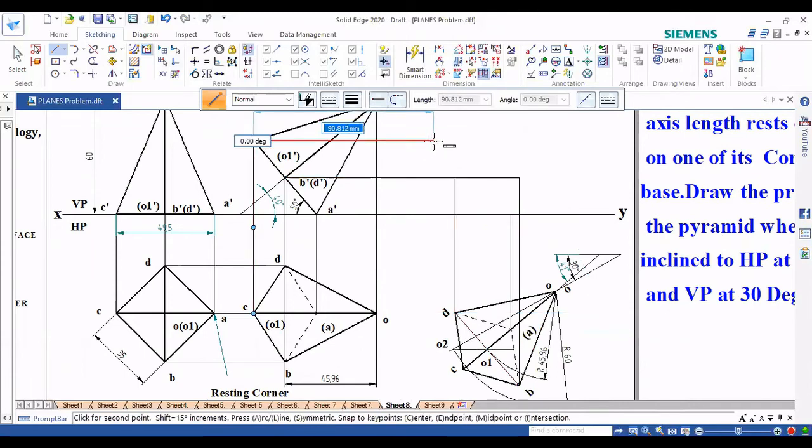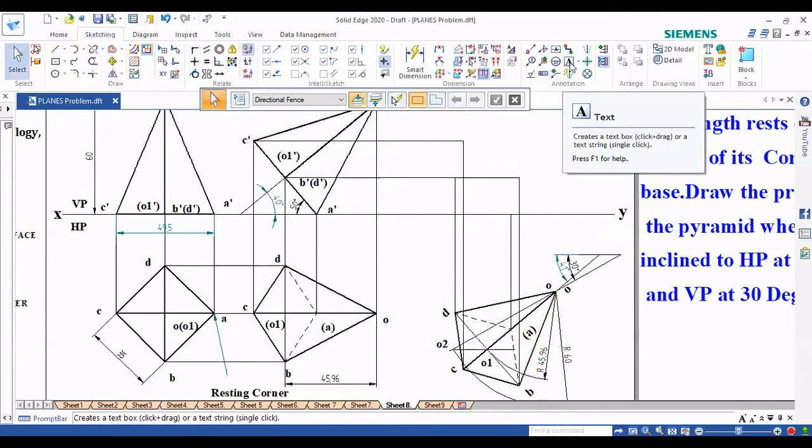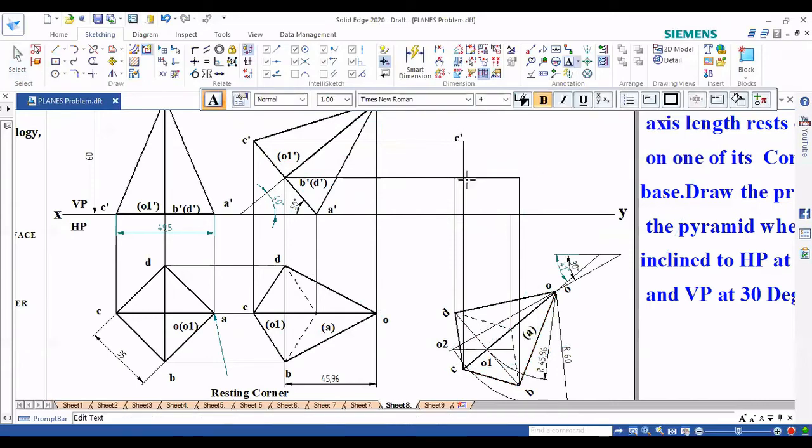Next C. C somewhere here. Yes, we can join this directly. So project everything. Then we can name this first to avoid confusion. This is C dash and this is D dash and this is B dash. Okay. And this is A dash. So all four are done.